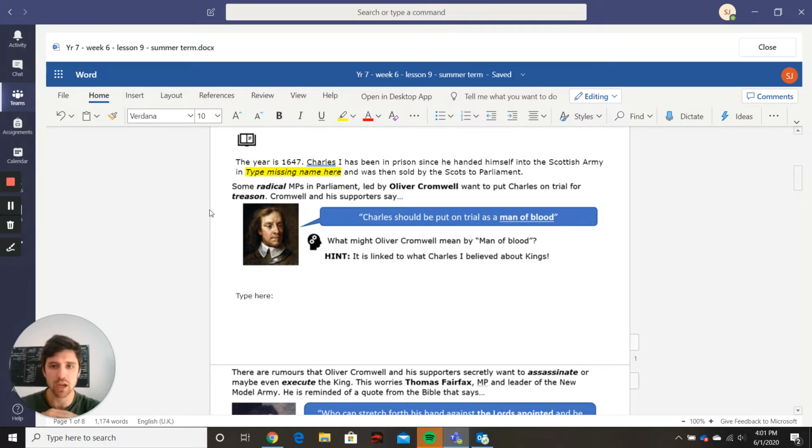And you need to type the missing name there. Oh, sorry, it should say date here. You need to type that in yourself. And he was then sold by the Scots to Parliament.